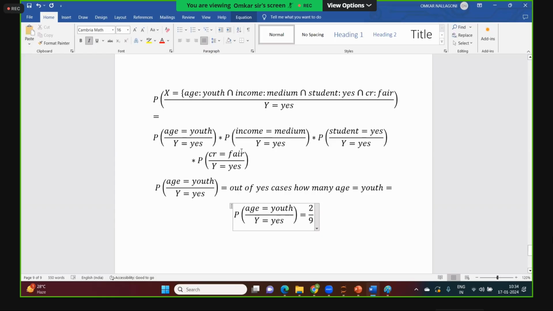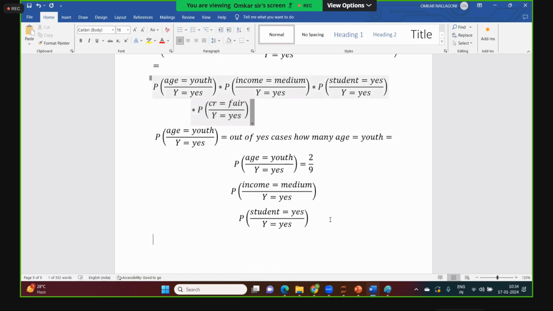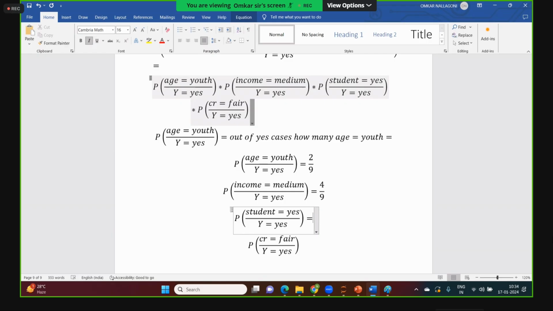Similarly, do the first one. What is this answer? What is this answer? 4/9? And this 6/9? 4/9, 6/9. Is that correct?